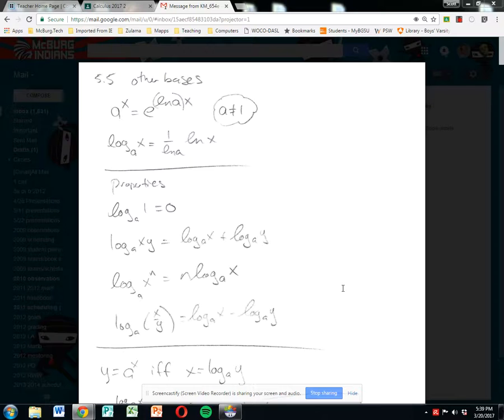Let's talk about bases other than e. Do things a little differently this time. I'm going to solve some problems and talk about the properties as we go. So here are some of the properties just to start off with.